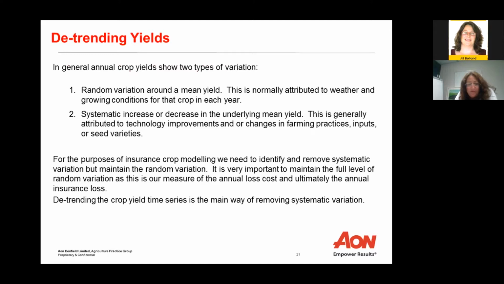There's always lots of random variation around the yield. The random variation we want to keep, because random variation is basically the weather. If your yields are down, it's usually because the weather has affected them, or you've had a pest or disease, or some sort of thing has affected the yields. So we don't want to get rid of that. We've got to keep it, because that tells us something, but we do want to detrend it. So if you think of lots of variation, systematic variation is the change in practices, and random variation is due to the weather, and we want to keep the random but get rid of the systematic.